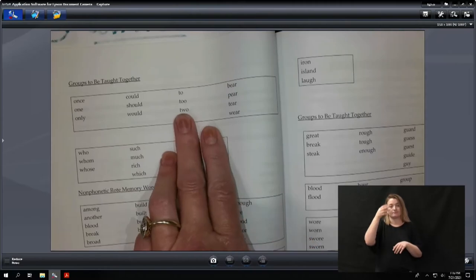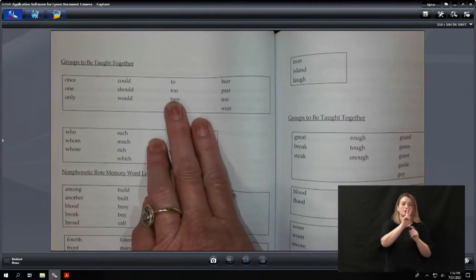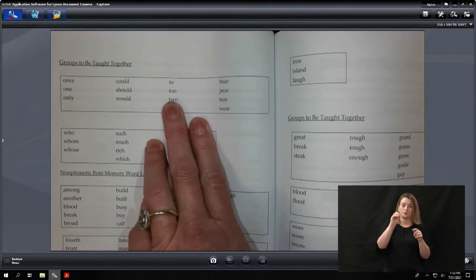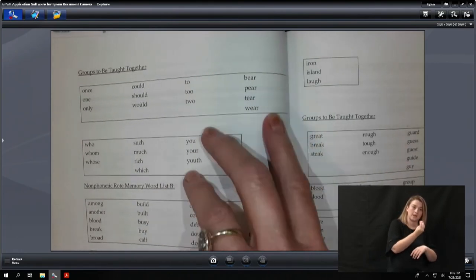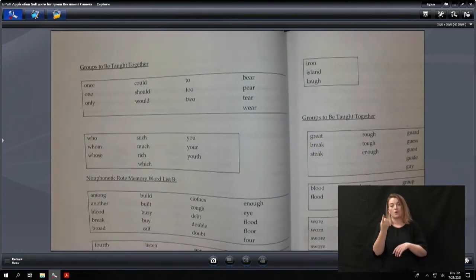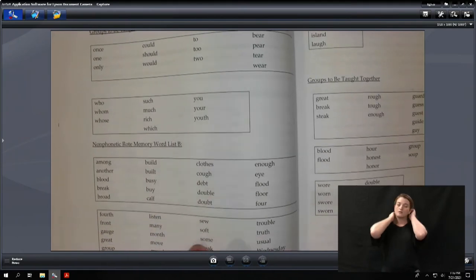And then for the other ones, the two, two, and two, those are the three different twos. Again, I would not do all those on one day, but I would do them, you know, one maybe Monday, one on Wednesday, one on Friday, give a little time between it. But they did group some together.